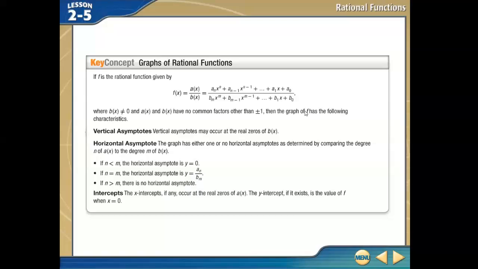So vertical asymptotes may occur at the real zeros of b of x. So whenever b of x is equal to 0, but we're paying attention to horizontal asymptotes. The graph has either one or no horizontal asymptotes, determined by comparing the degree n of a of x to the degree m of b of x. So once again, those are the highest exponents. And what it says, that if n is less than m, okay, you have a horizontal asymptote at the x-axis at y equals 0.